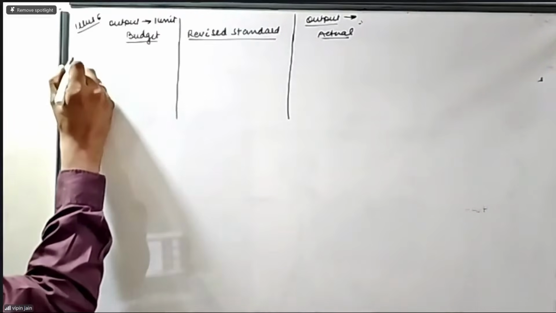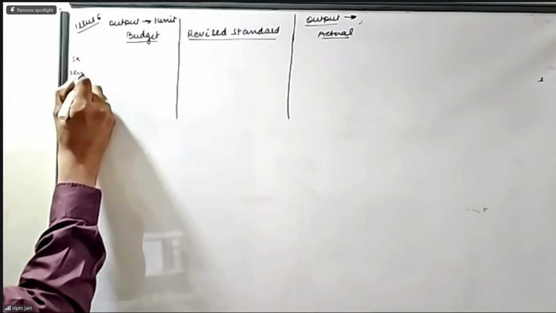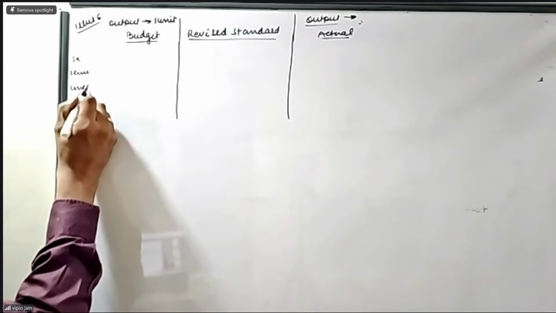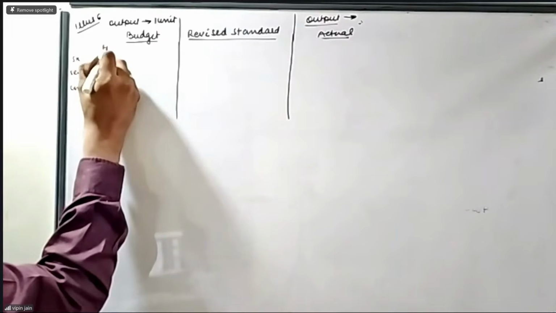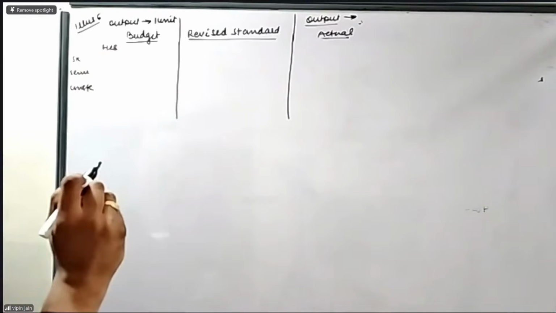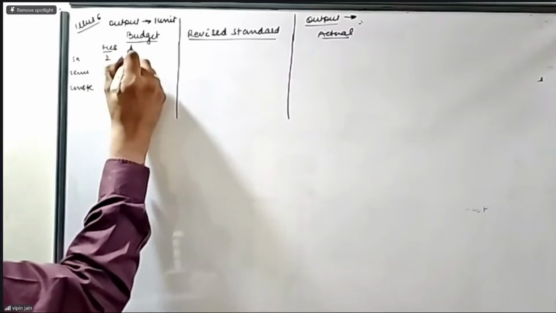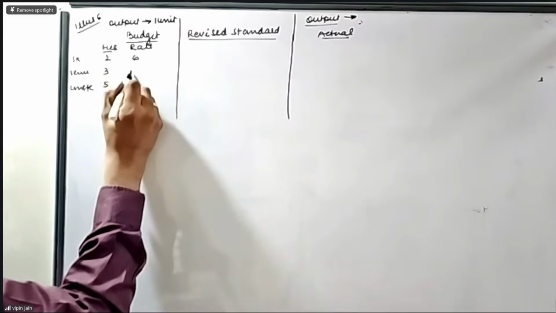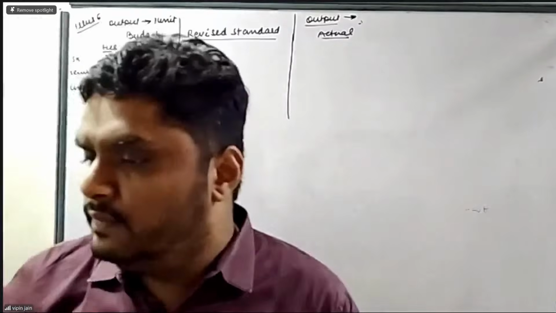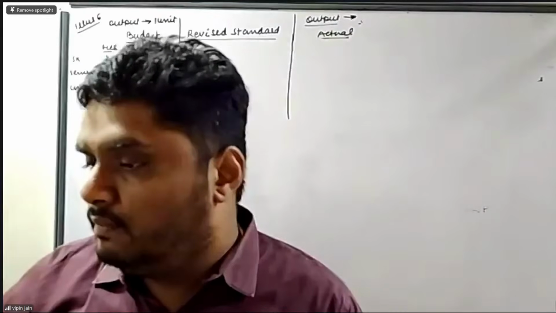So how many skilled, semi-skilled, and unskilled hours? 2, 3, and 5. And what is the rate? The rate is 643. Okay, now let's proceed further. Please continue.